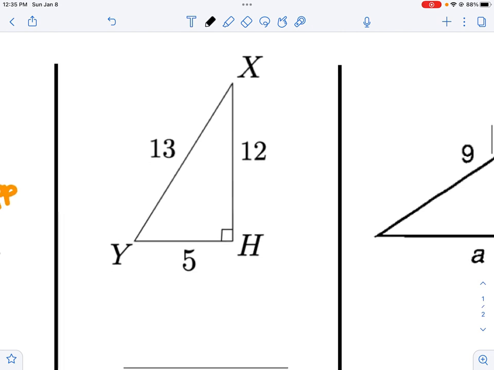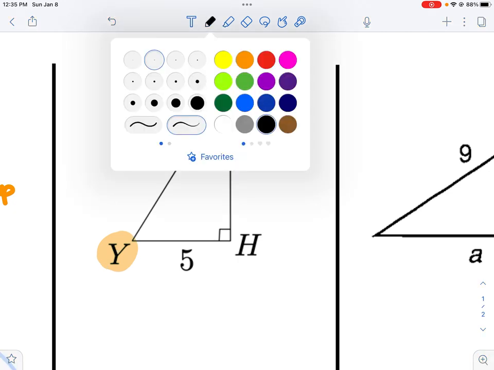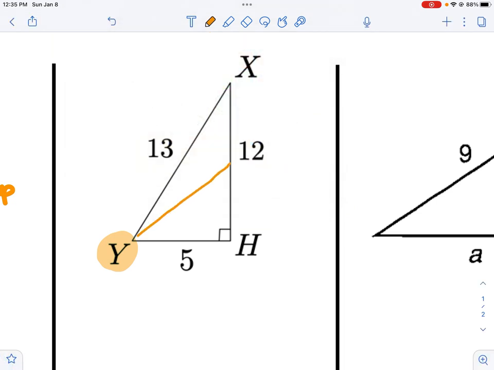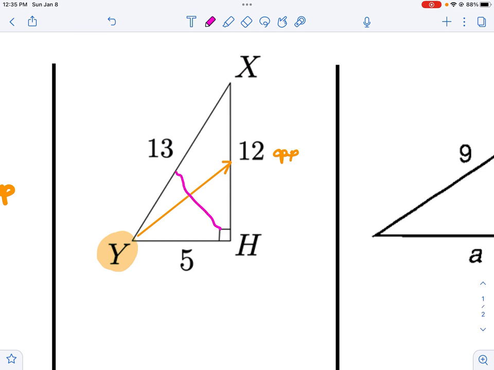So if we look at this one, we're going to find y again. If the angle that I'm worried about is the angle y, then across from the angle y is going to be the opposite side. Across from the right angle is the hypotenuse, which means the leg that hasn't been talked about yet, the leg that actually touches y, is the adjacent.